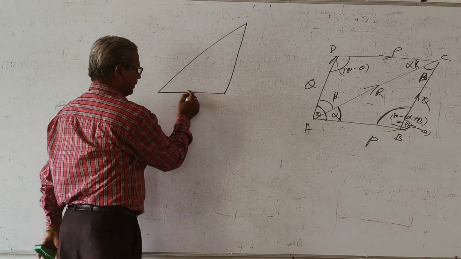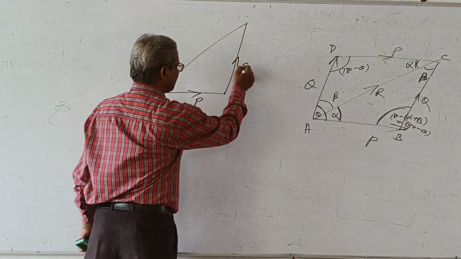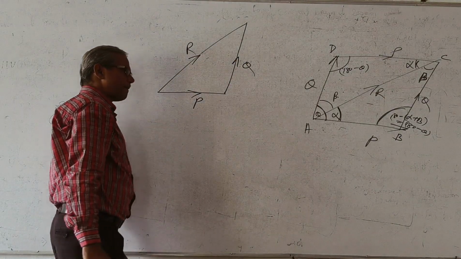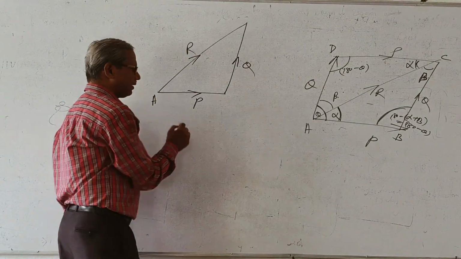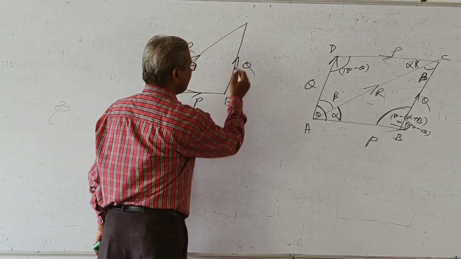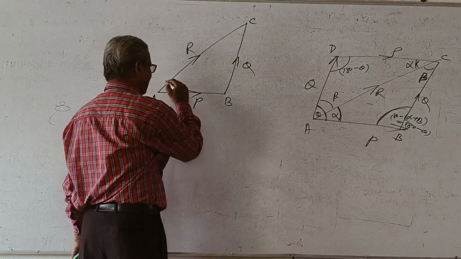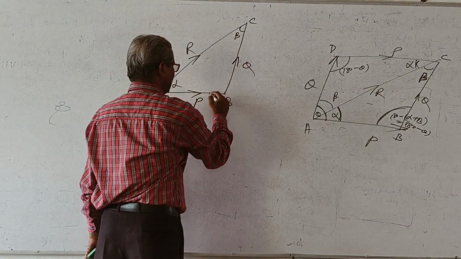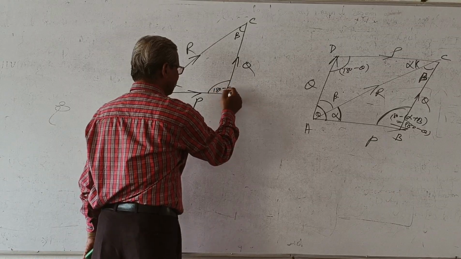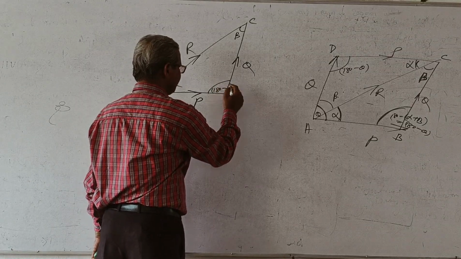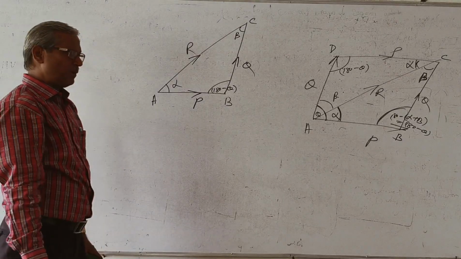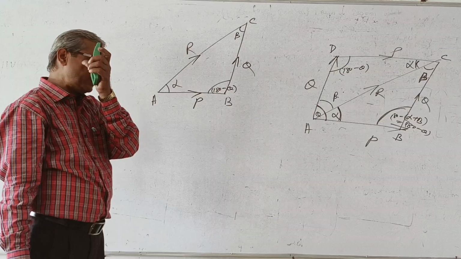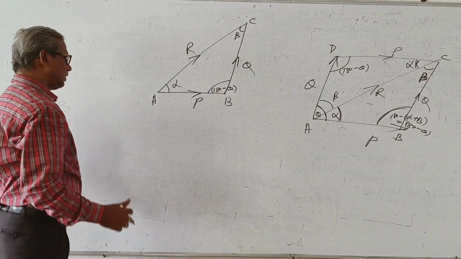This is P, this is Q, this is R. A, B, C. What is this angle? Alpha. What is this angle? Beta. What is this angle? 180 minus theta. Now apply the sine rule. What is the sine rule? a by sin A, b by sin B, c by sin C.